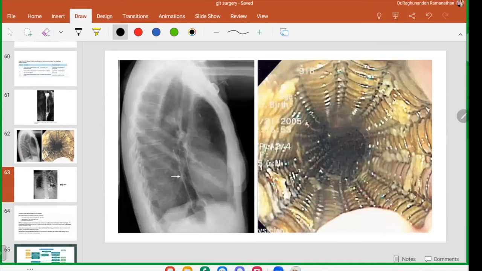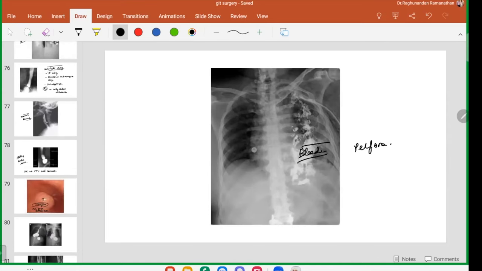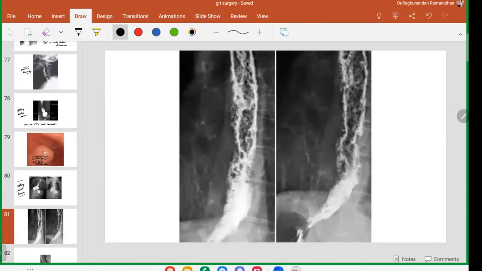Once after completion of this, next I'm going to move towards the last, but not the least, topic. Can someone tell me what is this? This is nothing but your rolling hiatal hernia. Remember, this is your rolling hiatal hernia. And what is this? Can someone tell me? This is what we are going to discuss now.